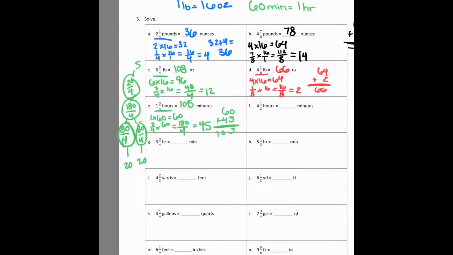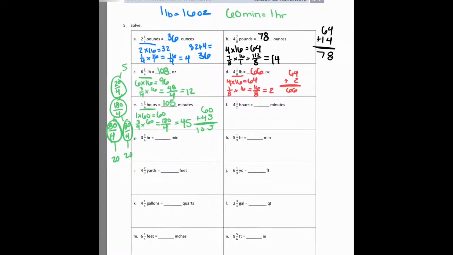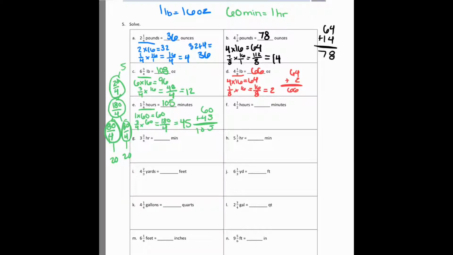All right, let's look at F. We have 4.5 hours. Well, first we're going to say 4 times 60, which will give us 240. And then we're going to say 1/2 times 60, which really you could know was 30 because you know a half an hour is 30 minutes. But 60 halves is the same thing as 30 wholes. 240 plus 30 would give you 270.